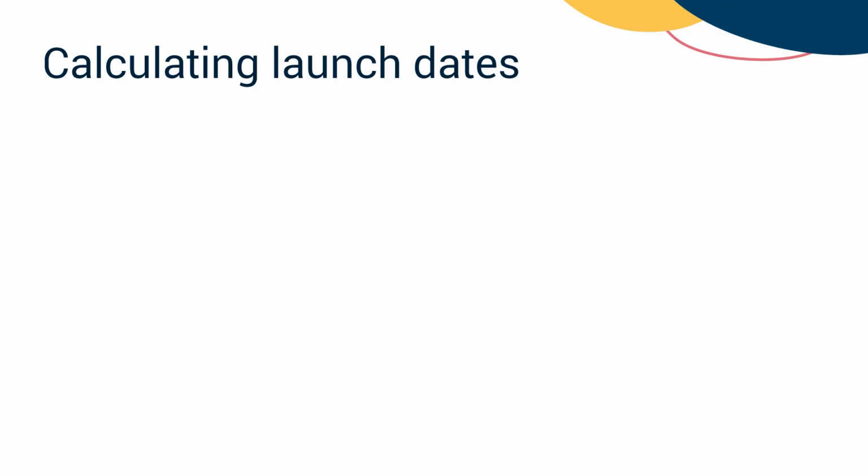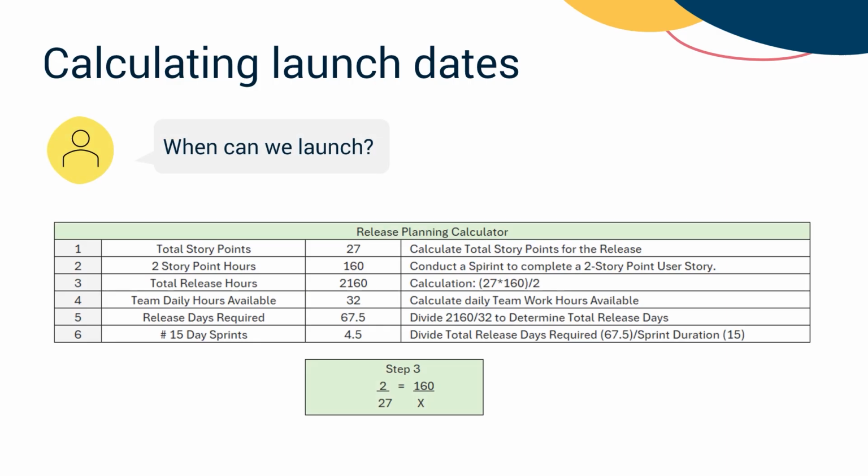We know that product owners must provide value on time and within budget. One of the most common questions asked of a product owner by customers and stakeholders is, when can we launch? Let's use our 27 story point example. This release will require completing 27 story points of work.